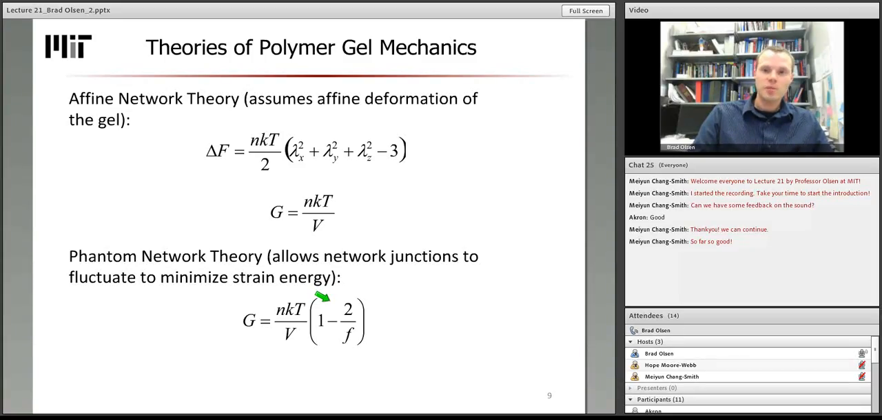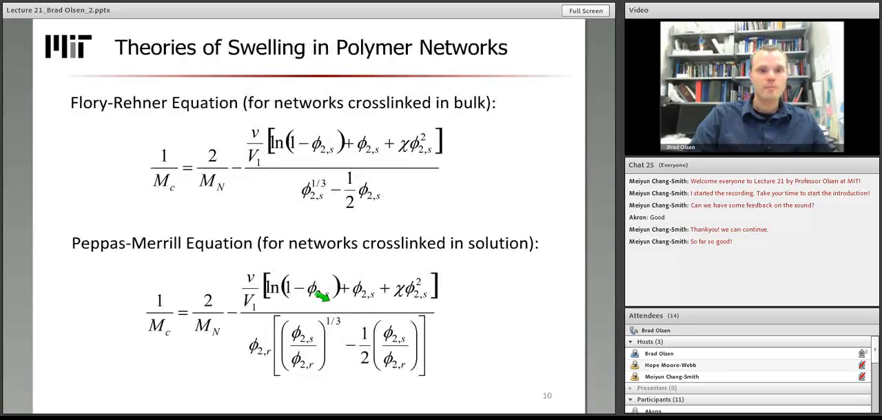Essentially, the more highly functional the junctions, the less relaxation that can happen in the gel, and you have a modulus predicted to be closer to the affine network theory. Whereas if you have a lower functionality, then the phantom network theory predicts a larger effect of relaxation of network junctions to minimize strain energy, and you are predicted to have a lower modulus. I think the commonality between both of these is that this density of elastically effective chains, with some factor accounting for relaxation, is really what's governing the modulus of these materials made from ideal Gaussian polymers.